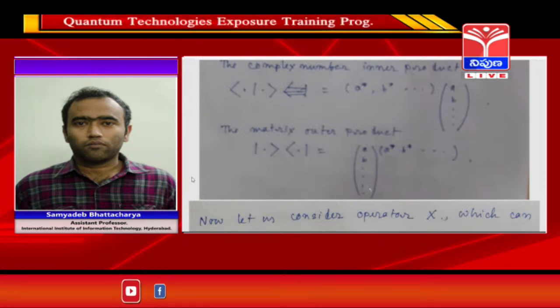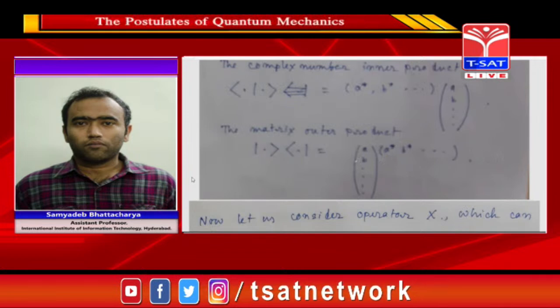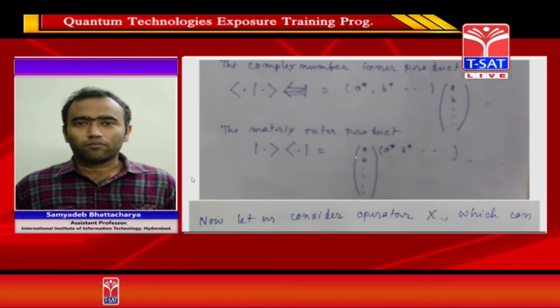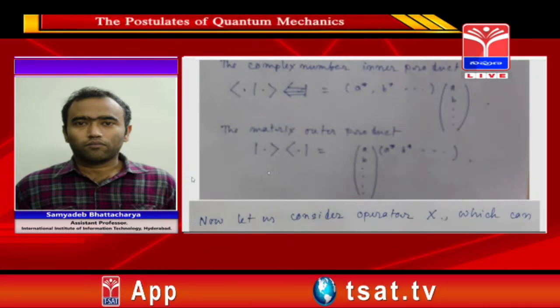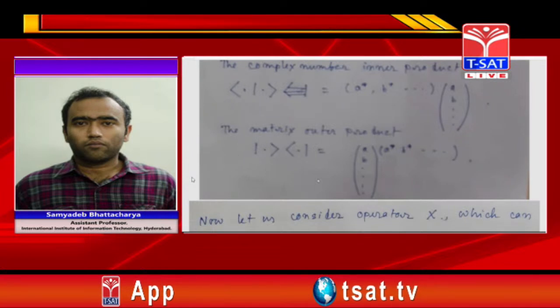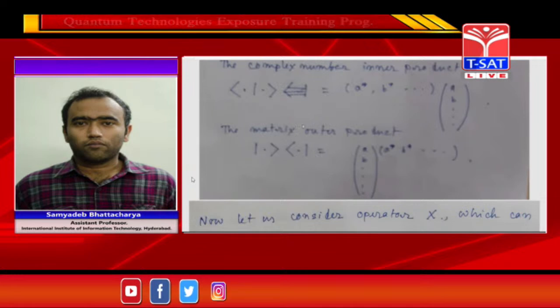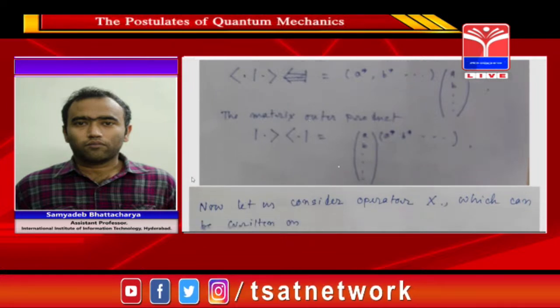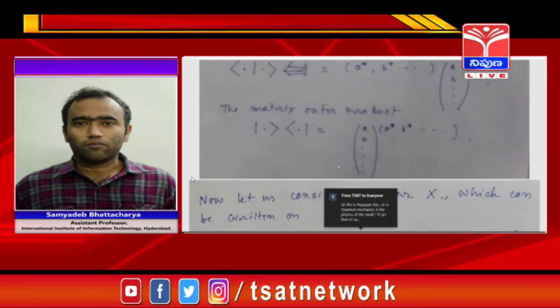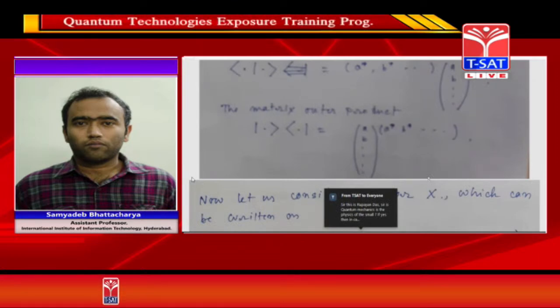So if the column is of dimension n cross 1 and the row is 1 cross n, then it will be an n cross n square matrix. That is basically an operator. So that's why this outer product is an operator acting on the vectors. As we have explained before, this is called a projection operator. So these are the basic technicalities to understand the mathematics of quantum mechanics.